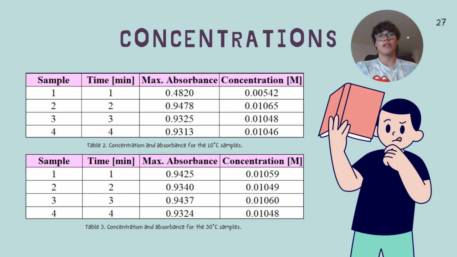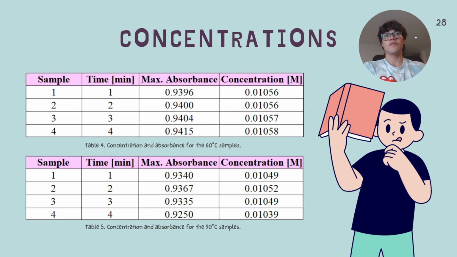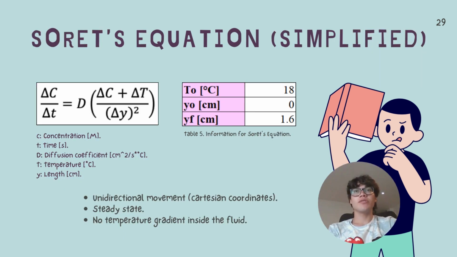And here we have the four concentrations for the first system, for the system at 30 Celsius degrees, the concentrations for the system at 60 Celsius degrees, and finally the concentrations for the system at 90 Celsius degrees. Now that we have the concentrations, we finally can obtain the diffusion coefficient for each system using the Soret's equation, but in a simplified way.